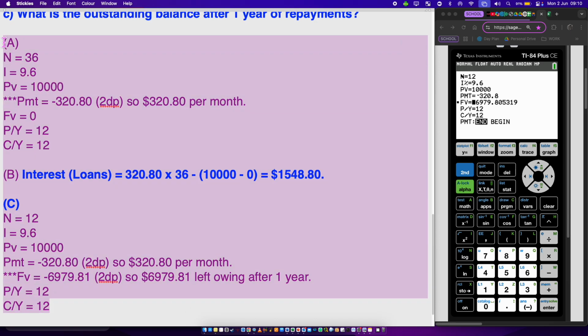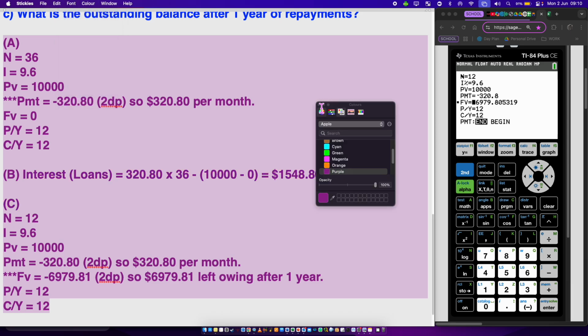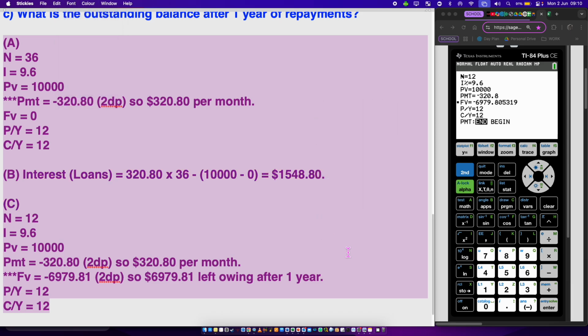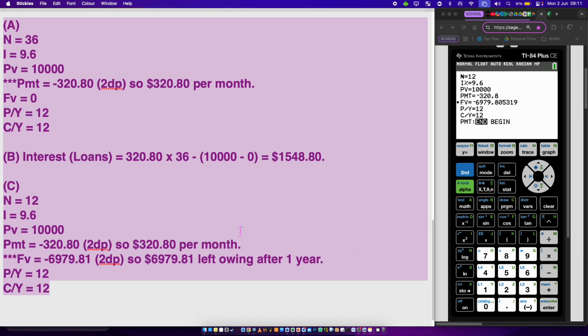That's how you handle loan questions, and also that shows how you deal with a loan that hasn't been fully paid off. If I'm paying the $320.80 for only 1 year, I'm not going to pay it off. There's going to be some left still owing. All right, I'm going to stop the recording there because I'm going to go straight into home loans after this.